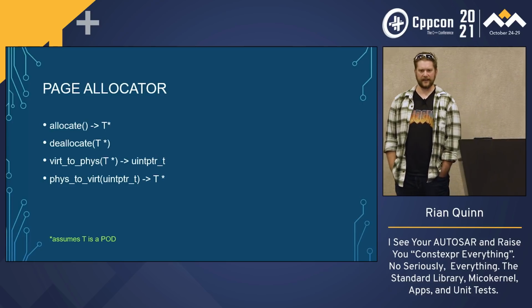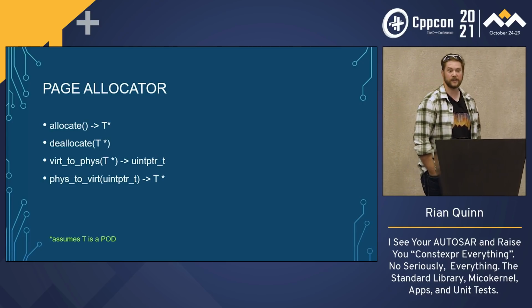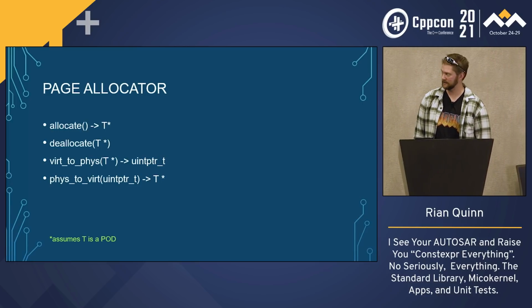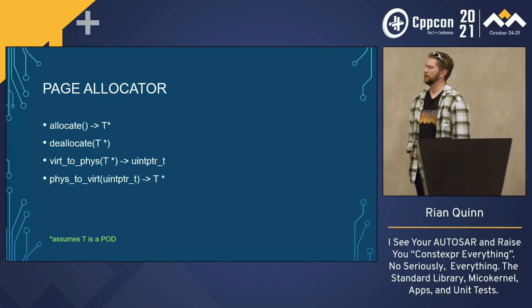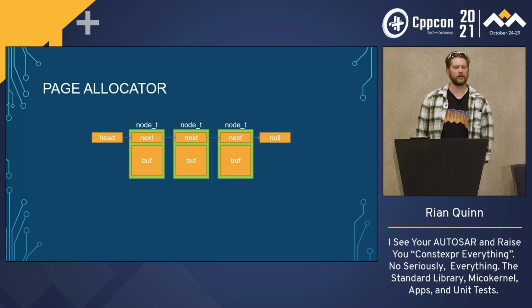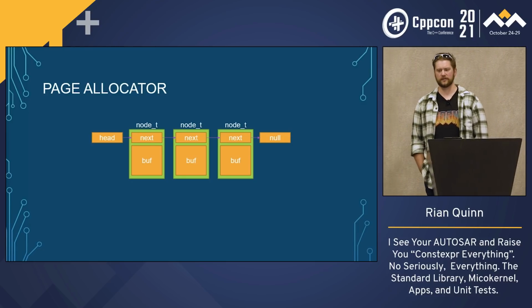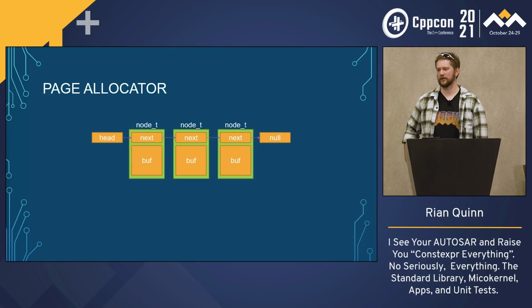So we're going to build a page allocator. All right, so this page allocator is going to allocate a page, being 4,096 bytes, and it's going to return it as a type T star. We can then deallocate that page, and we'll be able to do something called virt to phys and phys to virt translations. So that's just a fancy way of saying, I give you the address, that T star, you give me some random integer, right? You give me that random integer back, I can give you that T star back. Okay, that's how we're going to view that for now.